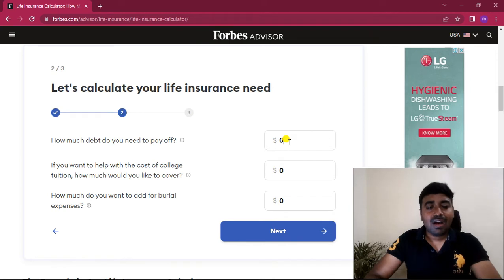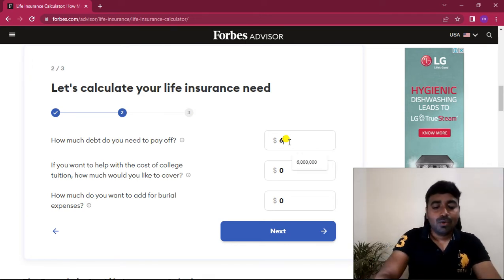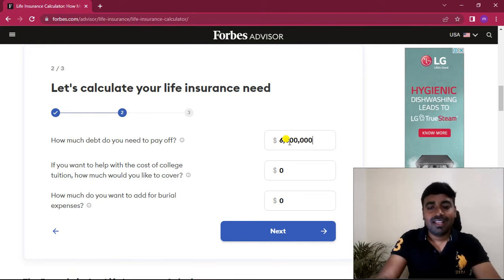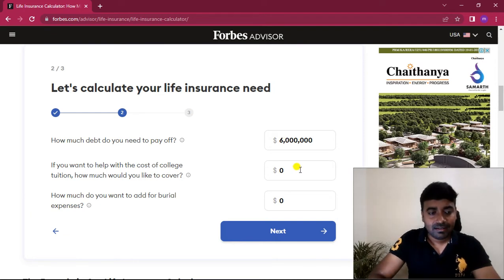Then the third question will come: how much debt do you need to pay off? What is the meaning of that? If you have a car loan, a housing loan, or a business loan, all these things you need to consider here. So in our example, my assumption is that there is a 50 lakh housing loan pending that has to be paid to the bank, and also a 10 lakh car loan pending that has to be paid to the bank. So in our case we are taking a total of 60 lakhs of loan pending that has to be paid to the bank.